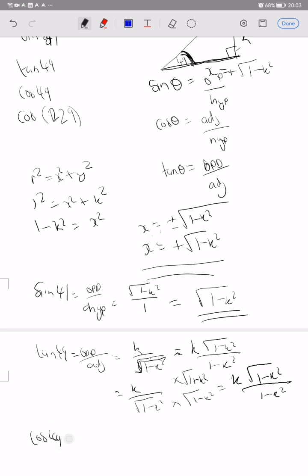Then we need cos 49. Cos 49 is just adjacent over hypotenuse. Remember, when I'm standing here, this one is my adjacent. So it's basically the square root of 1 minus k squared over 1. This is cos 49, the square root of 1 minus k squared.